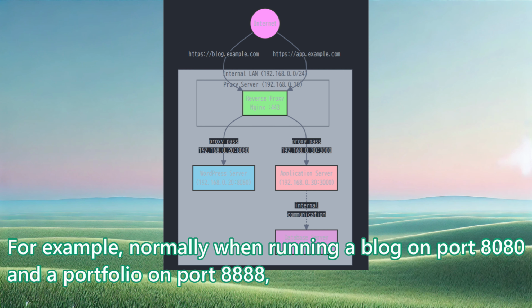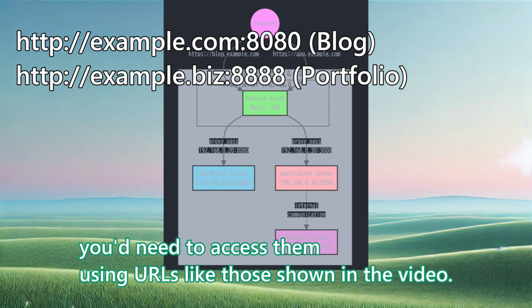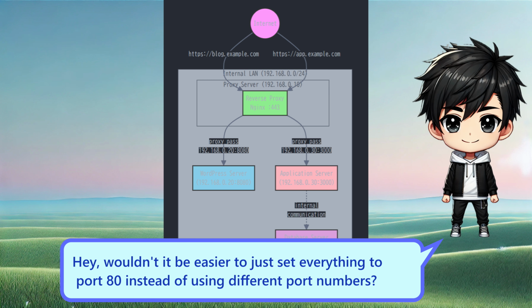For example, normally when running a blog on port 8080 and a portfolio on port 8888, you'd need to access them using URLs like those shown in the video. Hey, wouldn't it be easier to just set everything to port 80 instead of using different port numbers?